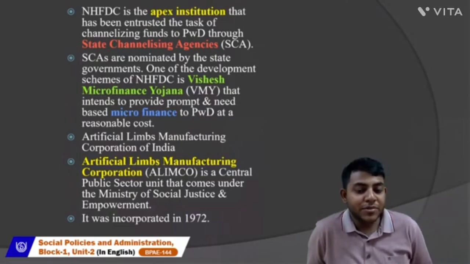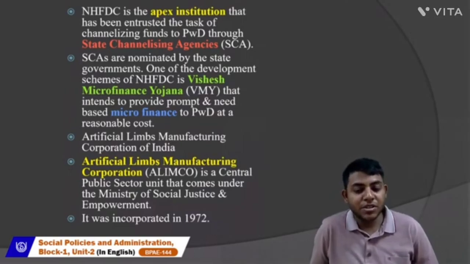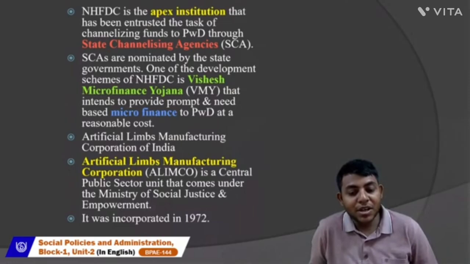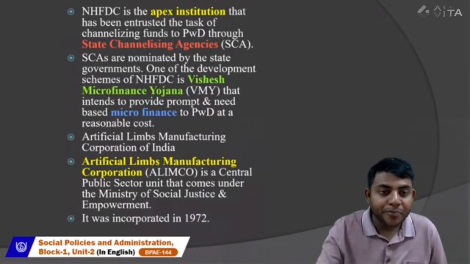There is also the Artificial Limbs Manufacturing Corporation of India. So the Artificial Limbs Manufacturing Corporation of India, called the ALIMCO, is a central public sector unit that comes under the Ministry of Social Justice and Empowerment, and it was incorporated in 1972.